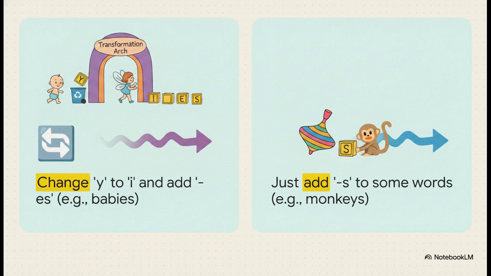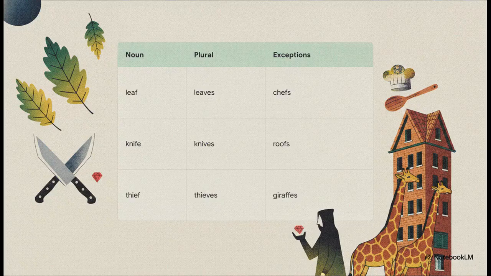Now, the letter Y is famously tricky. Sometimes it forces you to drop the Y entirely, change it to an I and add ES, like turning baby into babies or fairy into fairies. But then other times, like with monkeys or toys, you just add a simple S. Then there's the dramatic shift that words ending in F or FE take. You usually transform the F into a V before pluralizing, so a leaf becomes leaves and a thief becomes thieves. But because English loves its exceptions, words like chef, roof, and giraffe stubbornly refuse to follow suit. They just take a regular S.